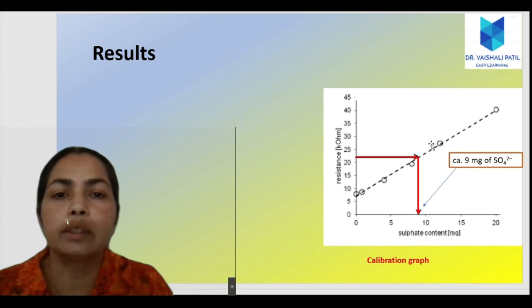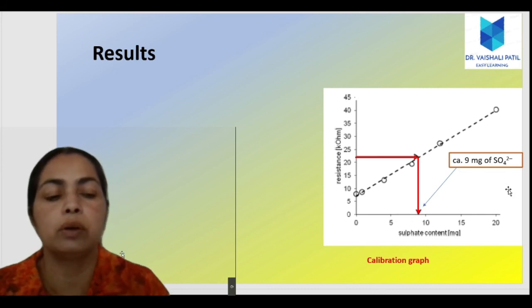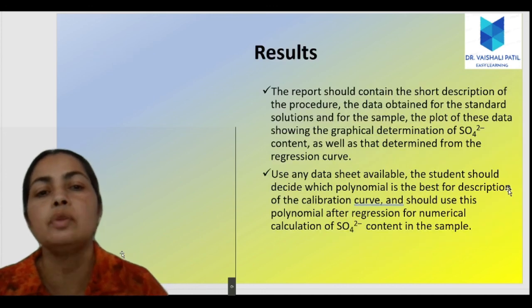and we will get this linear line where we have plotted resistance against sulfate content in milligram. We can see that the resistance of the sample was plotted against it, and using this linear equation the content is found to be approximately 9 milligram of sulfate ions.